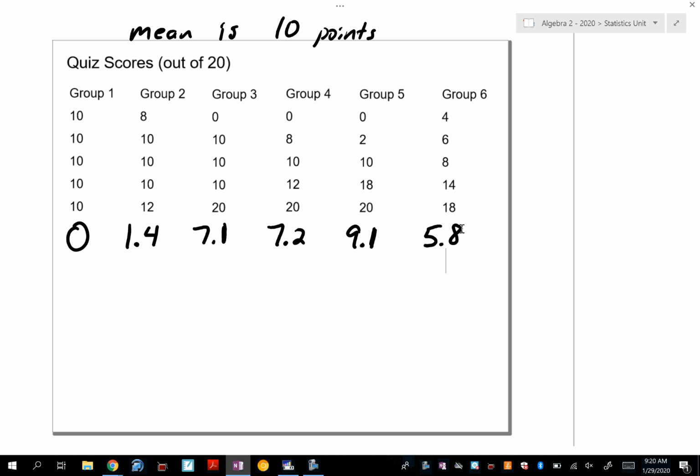Exactly. It's not as spread out as group 5, right? We don't go to 0, we don't go to 20. So because it kind of comes in a little bit, that's why the standard deviation goes down. That's all you got to know. Okay? Everything okay? Having some respiratory problems? Yes?